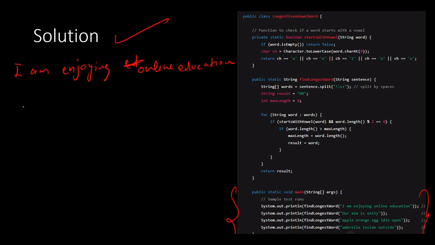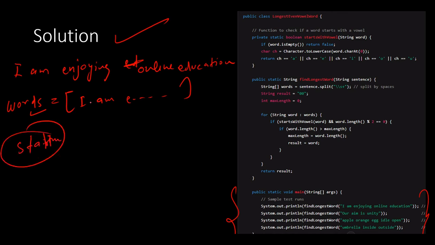It will come as a string array of words, like I, am, enjoying and so on, as separate words in our array. So this will be our first step. After that, we will take each and every word one by one and check if it is starting with a vowel, because the word should start with a vowel.